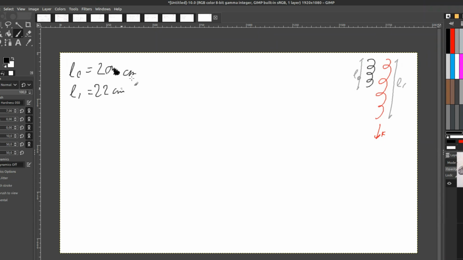Centimeters here, centimeters there. You have a force of 2.5 Newton. This time what you want to know is what is the elastic constant of your spring. Good.